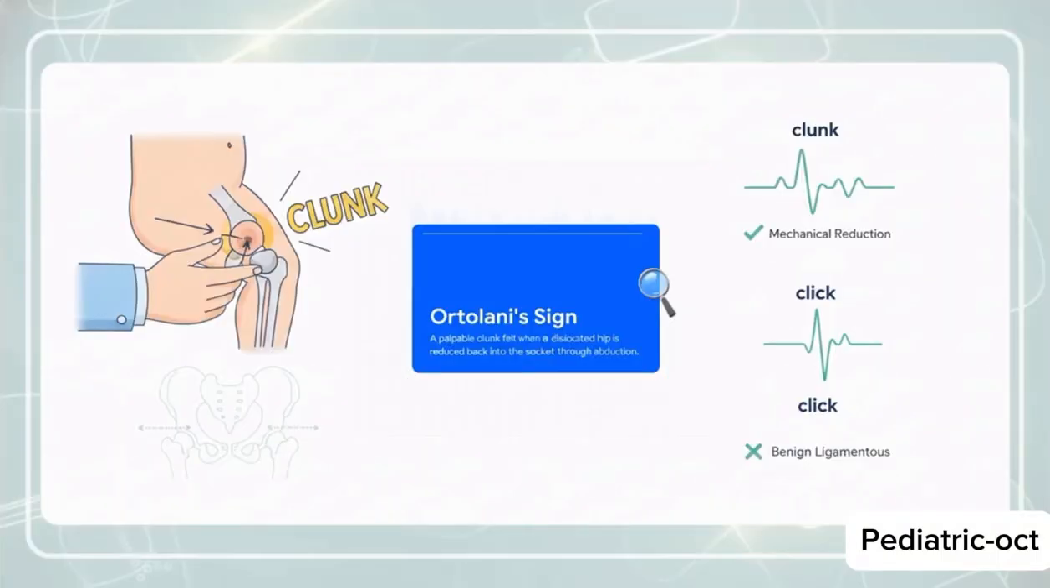And this brilliantly illustrates the counterpart to Barlow, the Ortolani sign. If Barlow pushes the hip out, well, Ortolani puts it back in. You take that dislocated hip, abduct it away from the midline, and lift the thigh forward. If the hip reduces back into the socket, you're going to feel a distinct, palpable clunk. But a word of caution here. You must be incredibly careful as a clinician. Do not confuse this profound clunk with benign, high-pitched ligamentous clicks, which are totally normal in infants. We are feeling for the actual mechanical reduction of the joint.